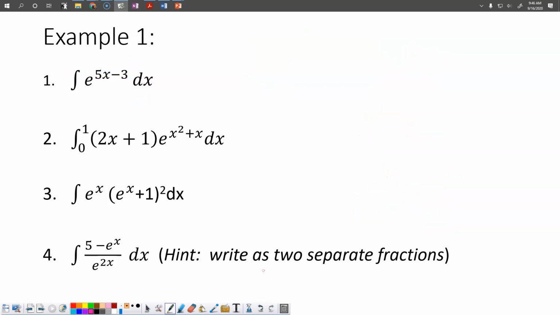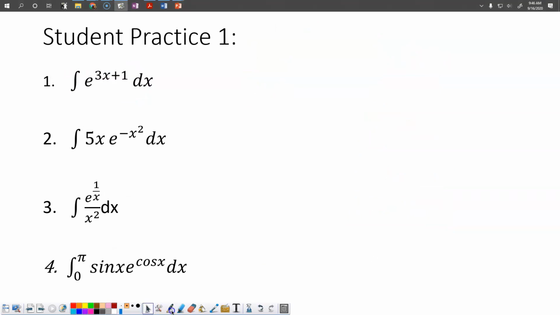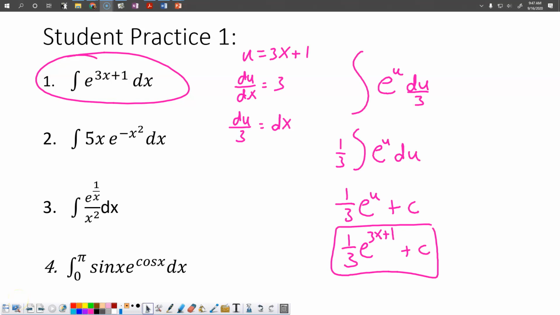So let's go ahead and let you try one like that really quick. Why don't you guys try number 1 on this student practice. Pause the video, and when you unpause it, you'll see the solution. And there's your answer, so I'll let you guys study that, see if you have anything you want to ponder for a minute.